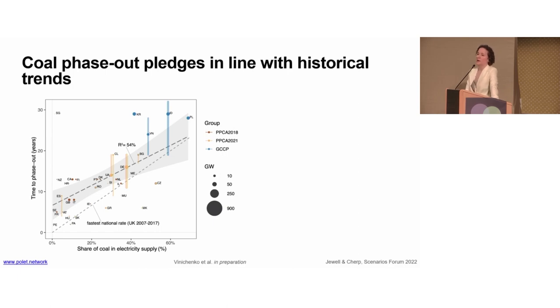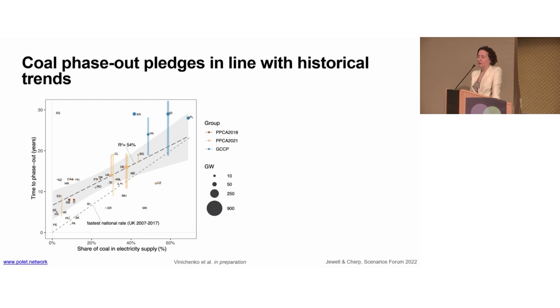So this is not surprising. The more coal a country has in electricity, the farther into the future a country pushes its coal phase out target. Now, what is surprising to us is that these rates do not exceed the fastest national rates that we have observed.